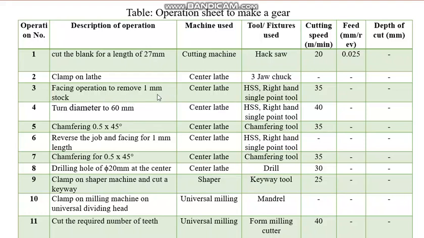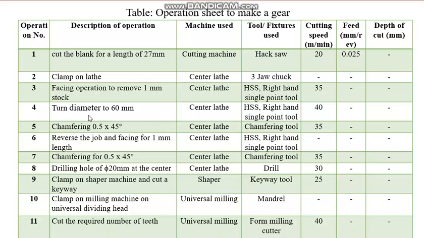Now 27 will be reduced on one side; if you reduce 1 mm it will be 26. On the other side, if you reduce 1 mm, it will be 25. So that much provision is there, 1 mm you can reduce. Again, for the facing operation, the lathe only you will use, and a high speed steel right-handed single point cutting tool is used, with 35 meters per minute cutting speed. This is mentioned in the operation sheet.